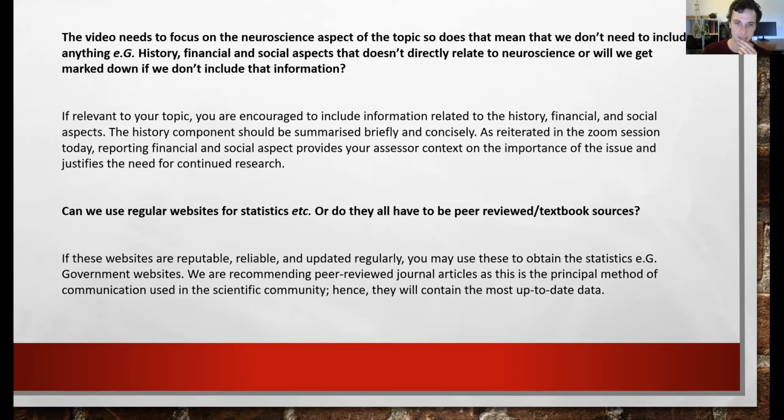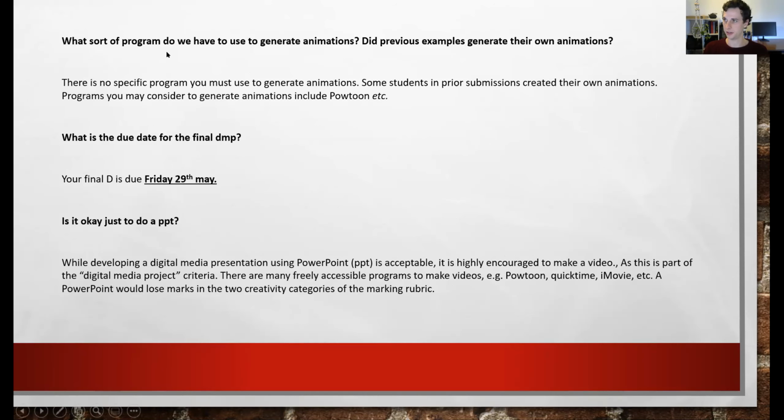Can we use regular websites for statistics, or do they like to be peer-reviewed or textbook sources? Yeah, great. This is what I just talked about. So .gov websites, government websites, tend to get their statistics directly from epidemiological databases. So I can recommend using those. And if the websites are reputable and updated regularly, hopefully they will contain up-to-date information.